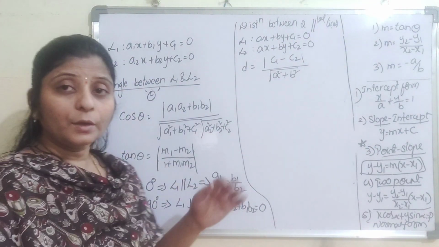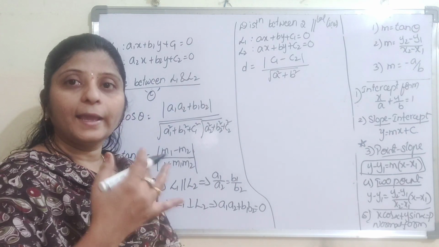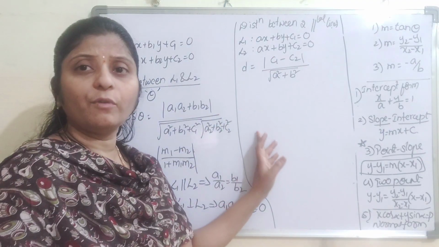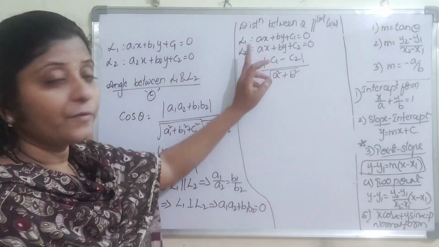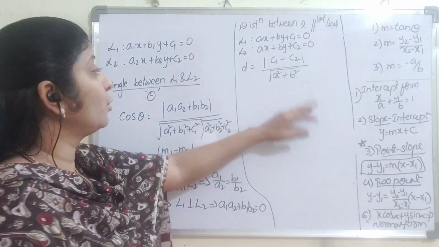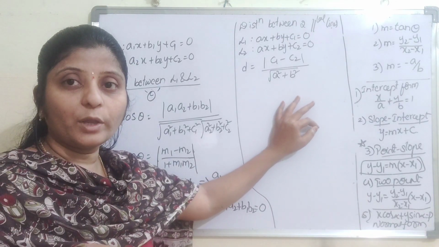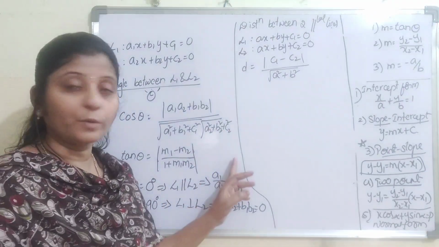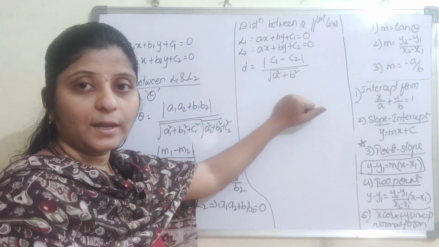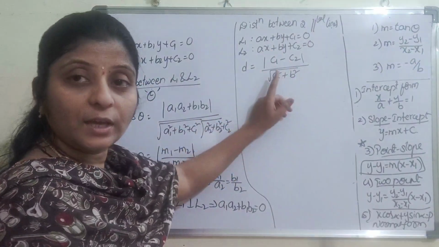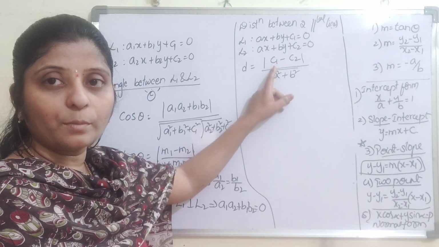Because if the two lines' coefficients are not equal, we have to convert them into the equal form by multiplying L1 or L2 by some real number. First we have to make the x coefficients equal and the y coefficients equal. After that only you have to write the formula, because in the denominator we use only A square plus B square, not A1 square, B1 square, A2 square, B2 square. So remember this one. Firstly you have to check whether the x, y coefficients are equal or not for the parallel lines. If both are not equal, you have to convert to the equal form. After that, you substitute in this formula.